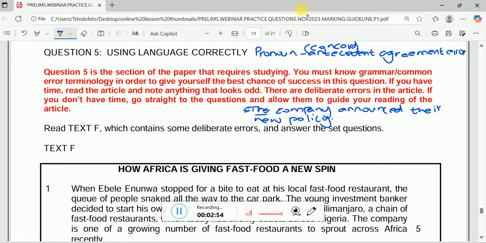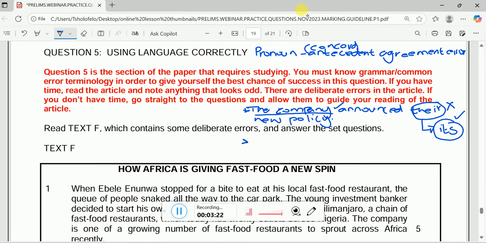Now, the subject performing the action here is the company, and the use of the pronoun "their" is incorrect. It means there is no pronoun-antecedent agreement. So the correct way is supposed to be "it". So at times, correcting concord may be the use of the appropriate pronoun.